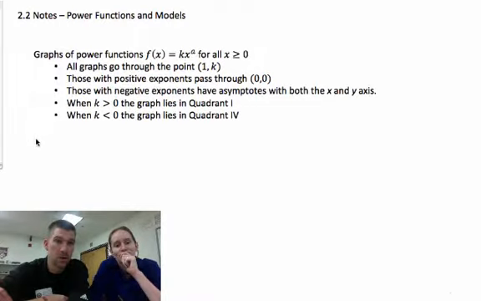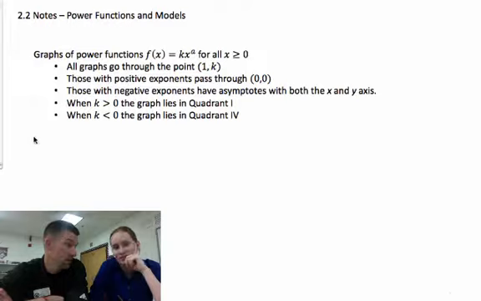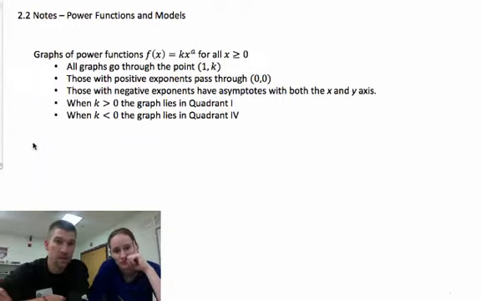So all graphs that have this power function shape go through the point (1, k). So whatever k is, the constant of variation. Like 2x squared would be a power function where k is 2, so it would go through the point (1, 2). The other thing is those with positive exponents will pass through the point (0, 0).